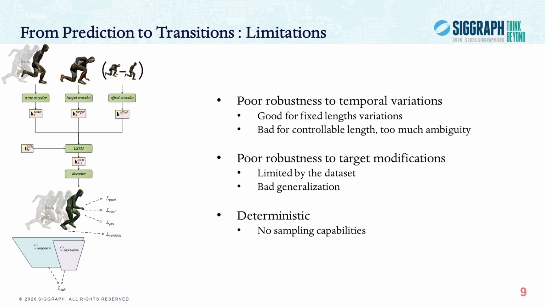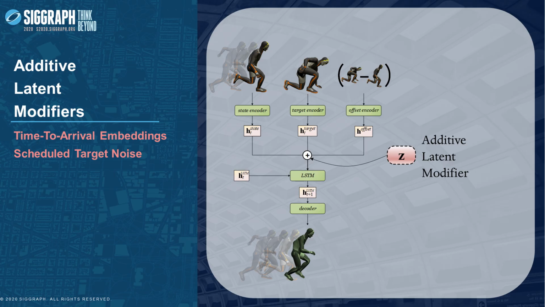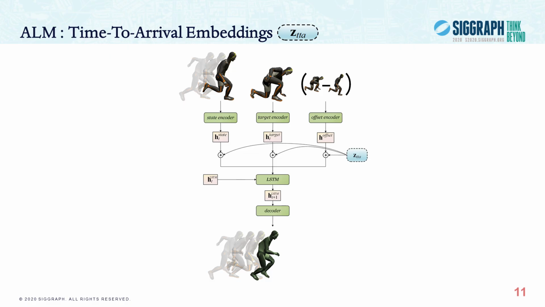Finally, this model is deterministic by nature and offers a single fixed transition for a given context. We propose two additive latent modifiers to address these issues. We have found latent modifiers to be useful to force the model to be conditioned on certain constraints. As opposed to using additional inputs, latent modifiers shift the input's representations in the manifold space and effectively modify the behavior of the model. Our first latent modifier is a time-to-arrival embedding, which is applied on all input representations.